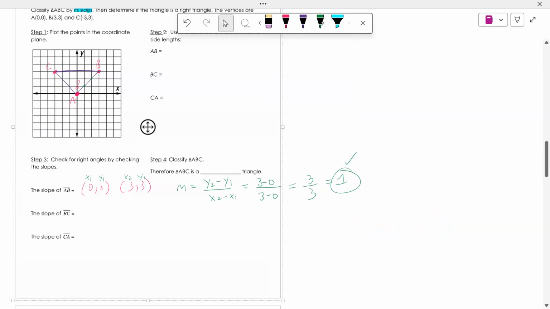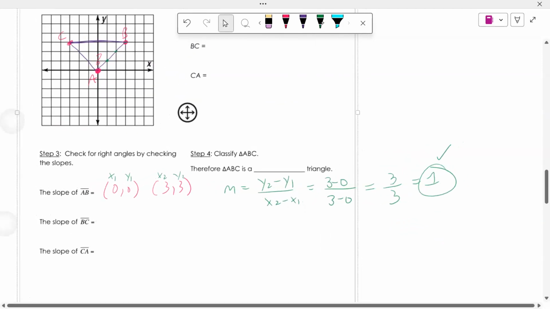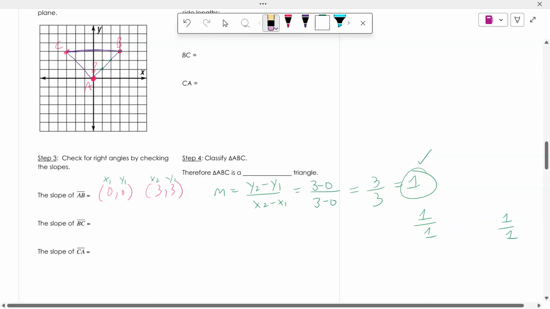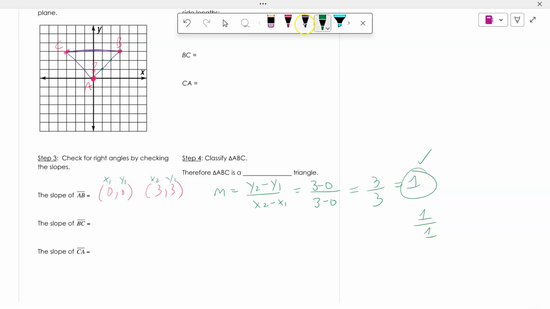All right, so that being said, let's find the slope of, for instance, CA. Let's go straight to CA. I know it's the last one, but notice this is a slope of 1, really 1 over 1. If we can get a slope of negative 1 over 1, which is the flip, right? Flip the ones, and one's positive, one's negative, opposite reciprocal, then we know that they are perpendicular, which means this is a right triangle. So I'm actually going to skip to the slope of CA. So let's check that out.